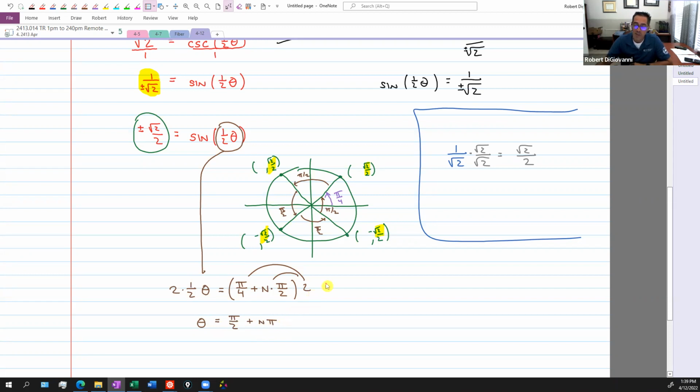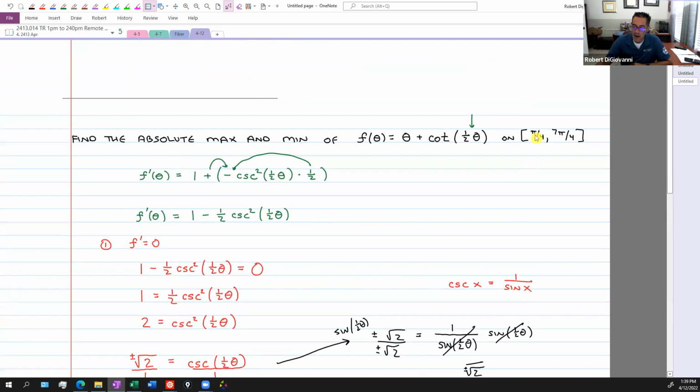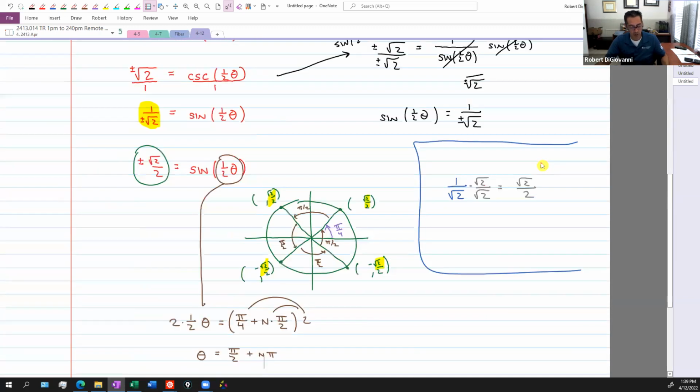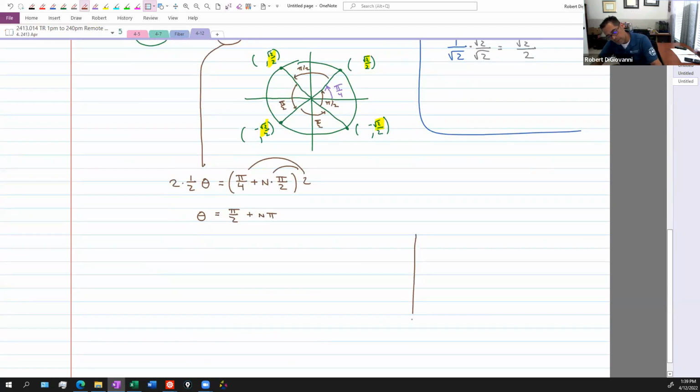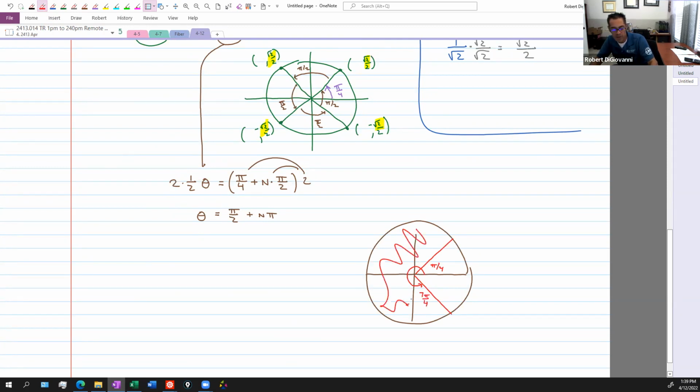However, I'm only supposed to look between where? Pi over 4 and 7 pi over 4. So let's go back to our unit circle. The angles that we can talk about have to be between here, that's pi over 4, and then 7 pi over 4 is down here. So we can have any angles anywhere in those regions. So let's start looking at some different values of n. If n is 0, what's theta?